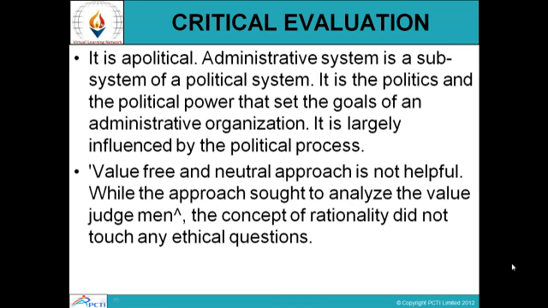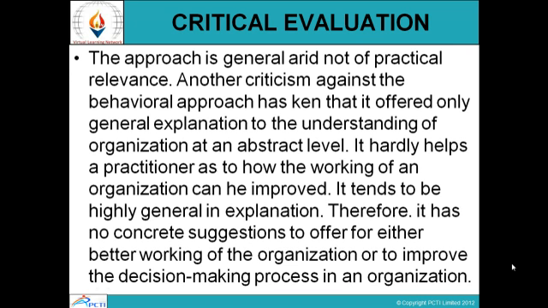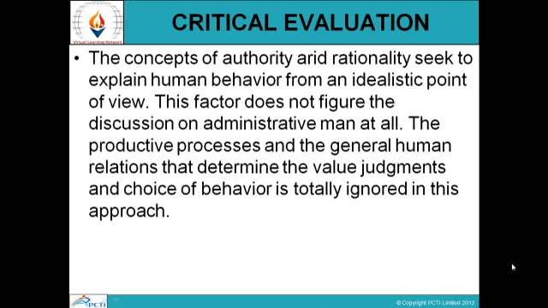Third, the value-free, neutral approach is not helpful. If we consider values, in decision making, values play a very minimal role, so they do not affect it as much. So these are the criticisms which were actually made of the behavioralistic theory. The approach is very general and not particularly relevant to the organization. And yes, the concepts of authority and rationality seek to explain human behavior from an idealistic point of view also.